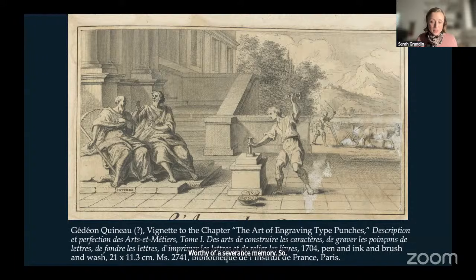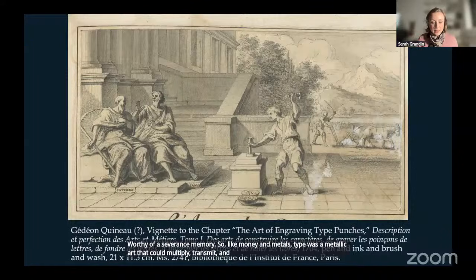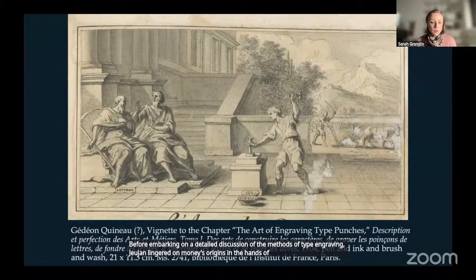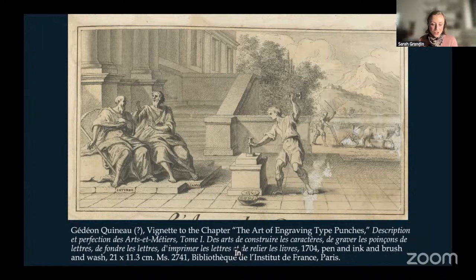So like money and metals, type was a metallic art that could multiply, transmit, and preserve a monarch's legacy, Jaujon claimed. Before embarking on a detailed discussion of the methods of type engraving, Jaujon lingered on money's origins in the hands of Janus, the Roman god of thresholds and transitions. In this opening vignette, Janus is shown at left receiving a visitor, a sickle-bearing Saturn. The latter sought asylum in Janus's home of Latium, where he taught his host the secrets of agriculture and animal husbandry in exchange for refuge.